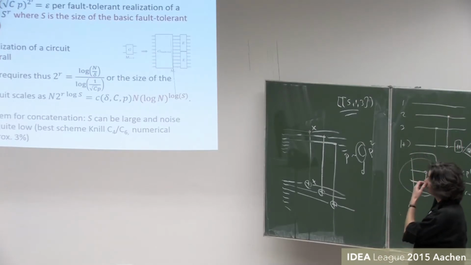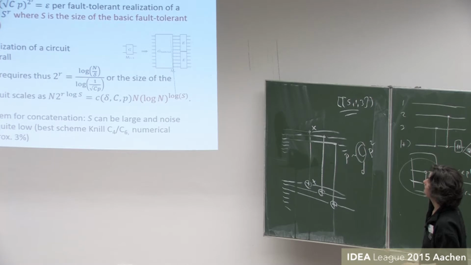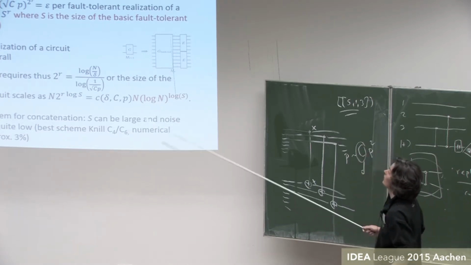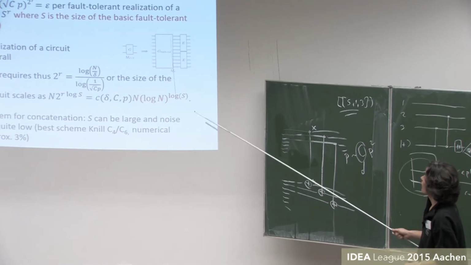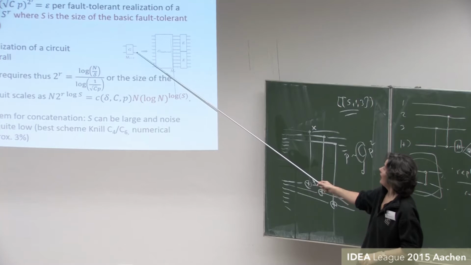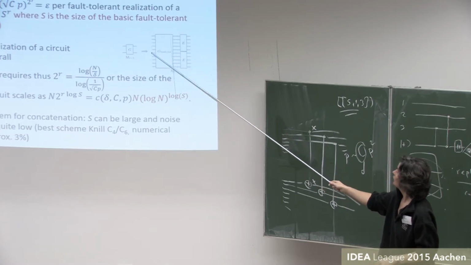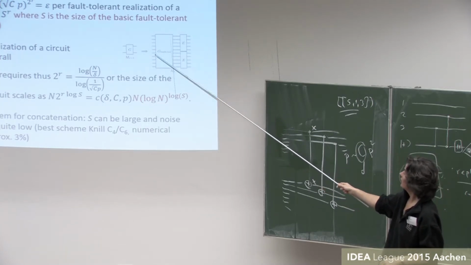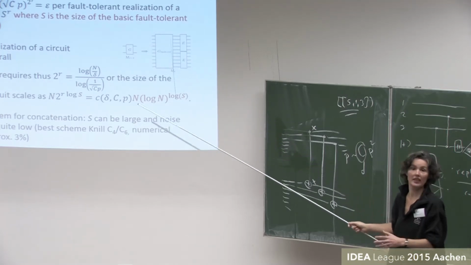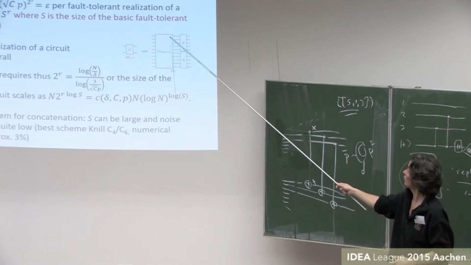That's the idea of concatenation at this computational level. Now, what happens when you do that? Let's say I have some unit like this, and every time it gets replaced by a new bigger unit which has S components, meaning that there are S single and 2-qubit gates in this whole thing, right?